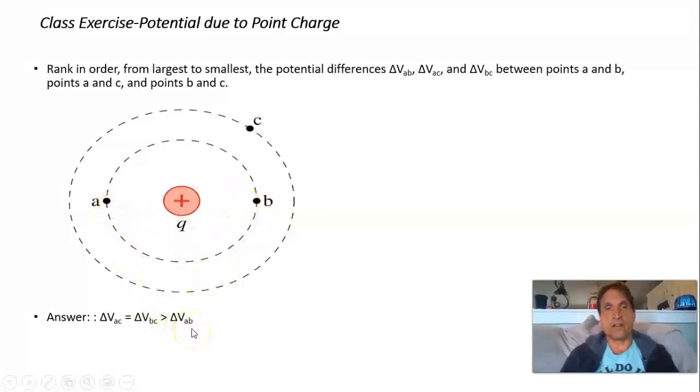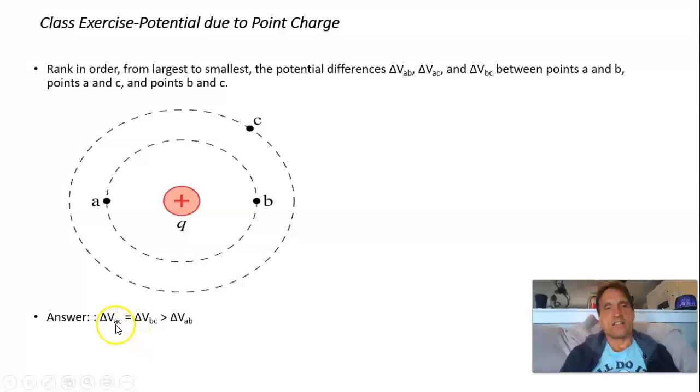So that's the smallest. Now, it's tempting to look at B and C and A and C and to think that the potential difference between B and C is greater because they're closer together. But that's not true here. Points A and B both have the same potential because they're at the same distance away from the source. Remember, the potential only depends on the distance r from the source. And since B and A are the same distance from the source and at the same potential, both of their potential differences with respect to C are the same.